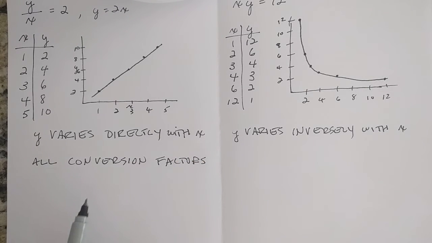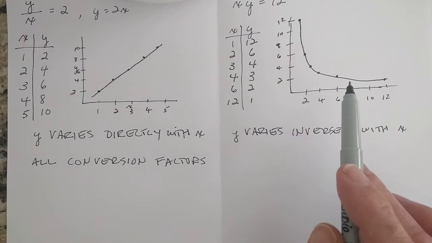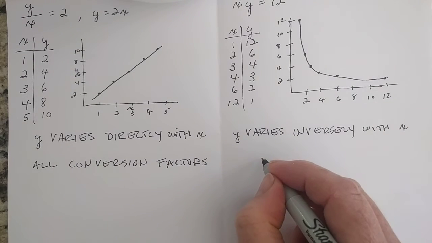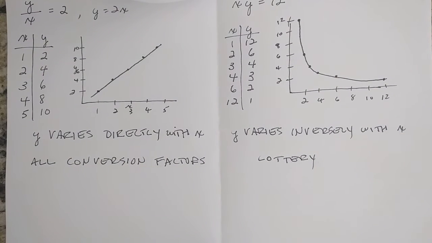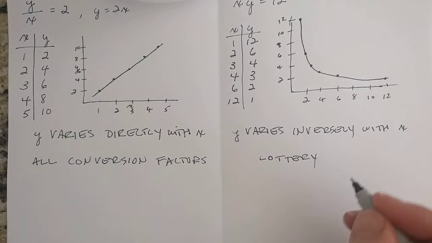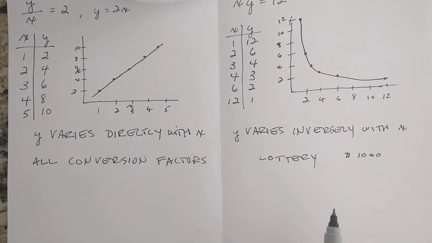...are in the form of y varying directly with x. Here, an example of where we have this, let's take an example of a lottery. And the ticket hits and the prize is $1,000. Well, if one person bought the ticket, the one person would get $1,000.